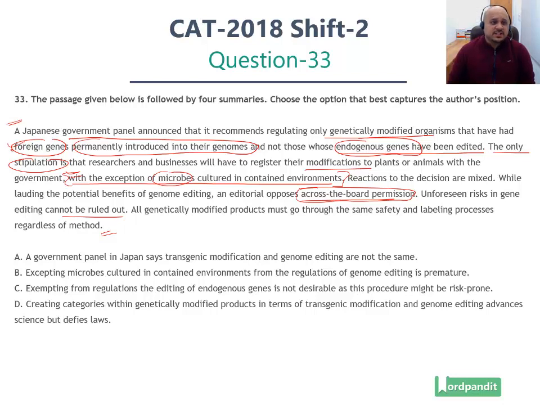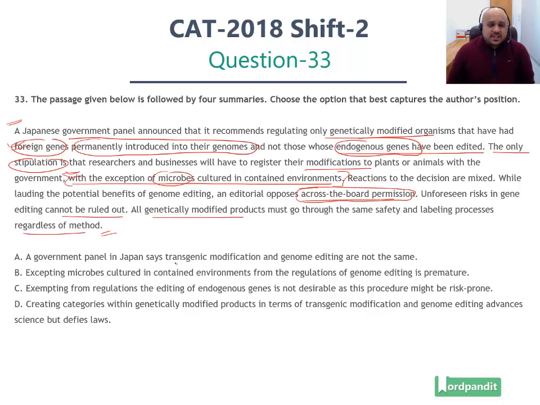Remember, the foreign gene ones, they have to be reported. It's the endogenous gene editing that does not need to be reported anymore. All genetically modified products, which means both foreign genes edited as well as endogenous genes edited, must go through the same safety and labeling process regardless of method. So basically this paragraph is saying foreign genes or endogenous genes does not matter. An editorial is pointing out the fact that genome editing can have its risks and hence both these should have the same protocols.